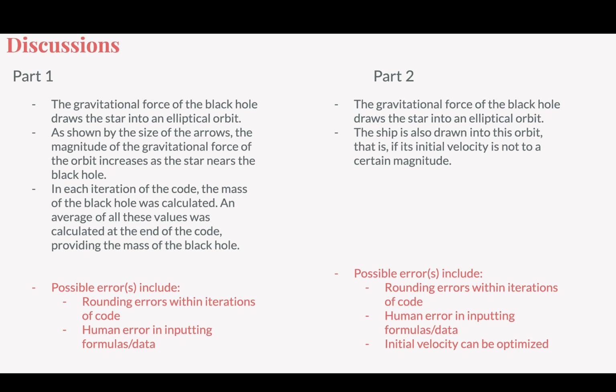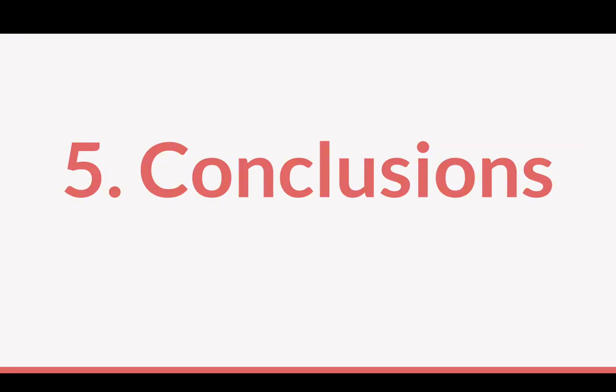For part 2, the gravitational force of the black hole draws the star into an elliptical orbit again. The ship is also drawn into this orbit, that is, if its initial velocity is not to a certain magnitude. Possible sources of error for part 2 include rounding errors, again, human error in inputting data, and the initial velocity could be optimized. Now to address some important questions.